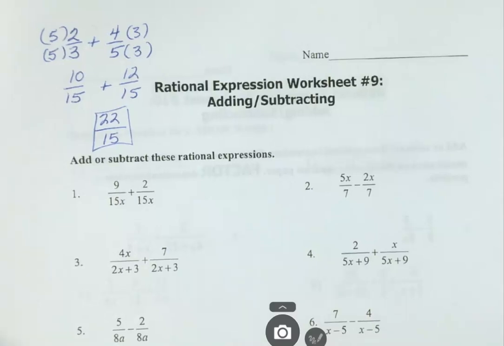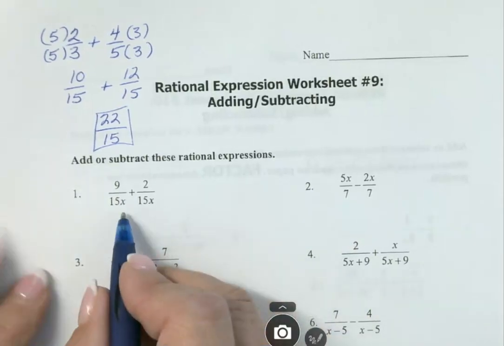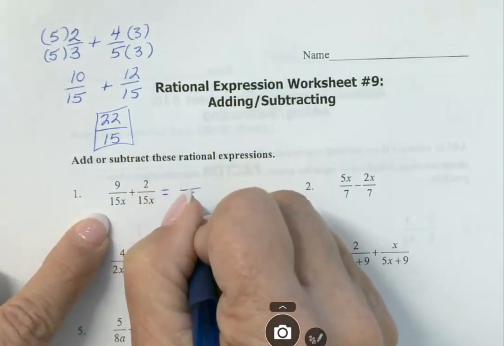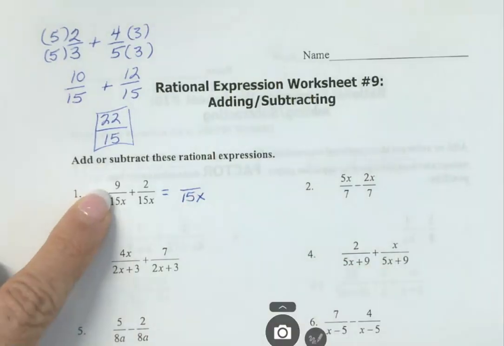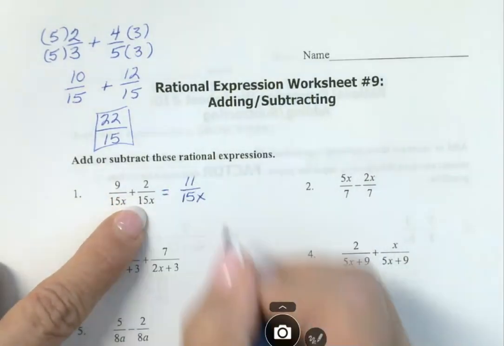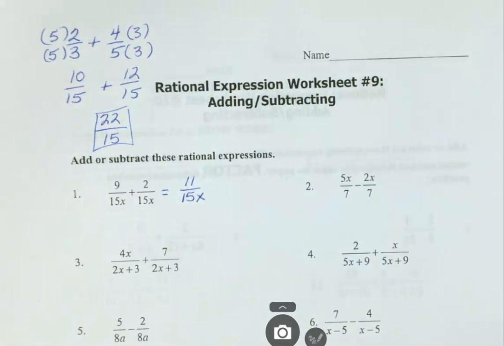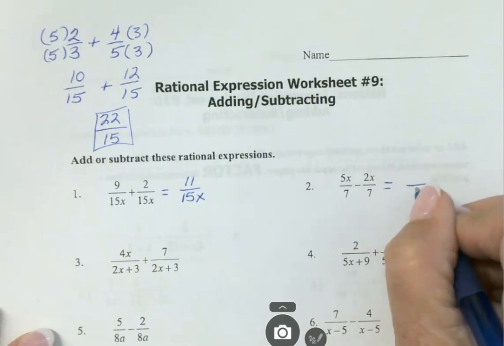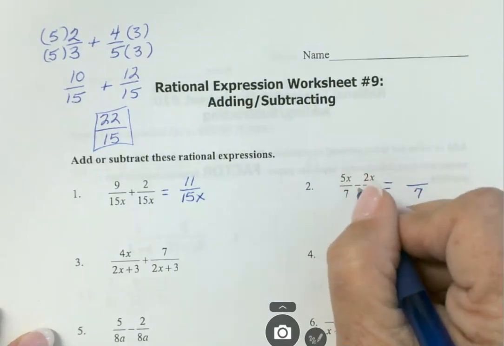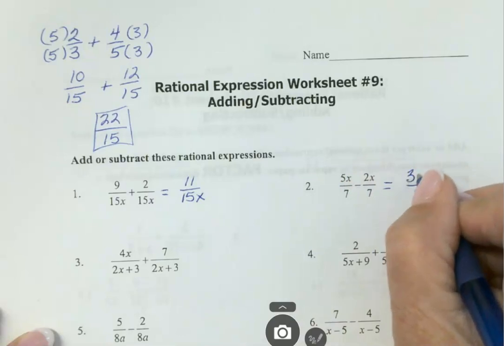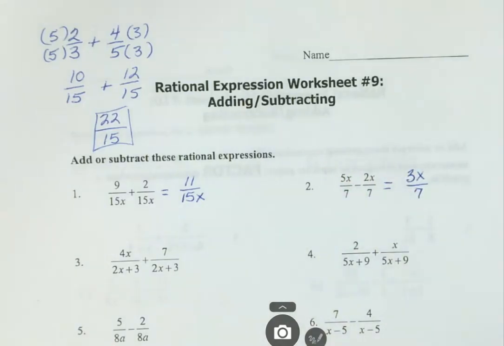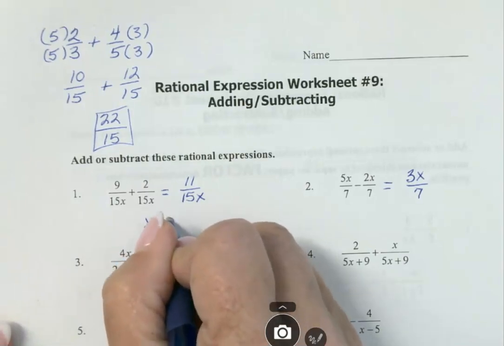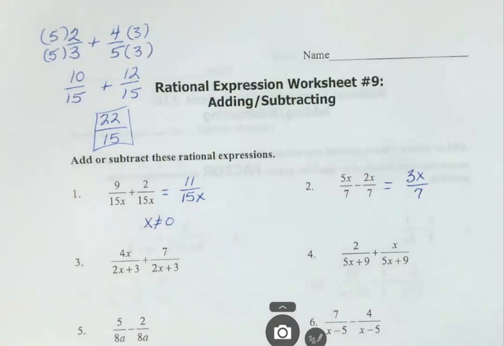Now some of these already have common denominators, which is going to make it easy. So these two, the denominator is already the same. So I just move that over and I just add my numerators and I get 11. Now we do want to make sure nothing reduces. Over here on this side we have a common denominator already. That carries over. And then 5x minus 2x is 3x. Again, let's go back to this one. X could not be 0 because 0 times 15 would give me 0.